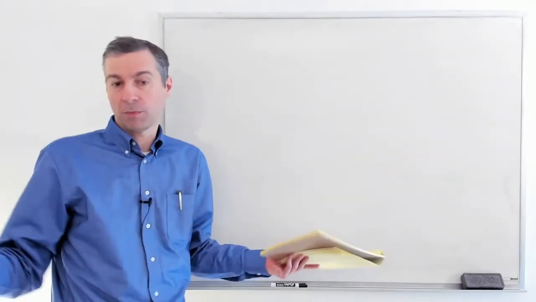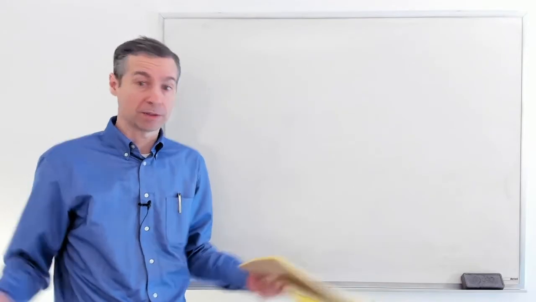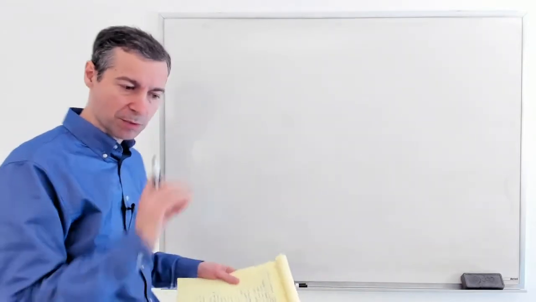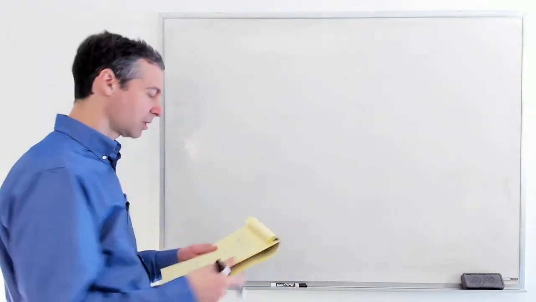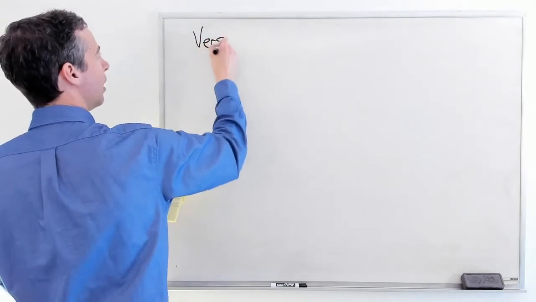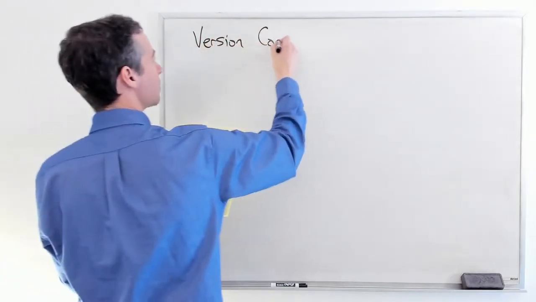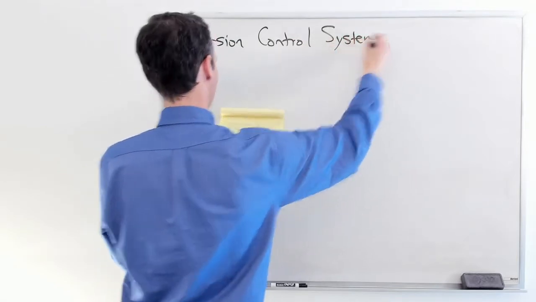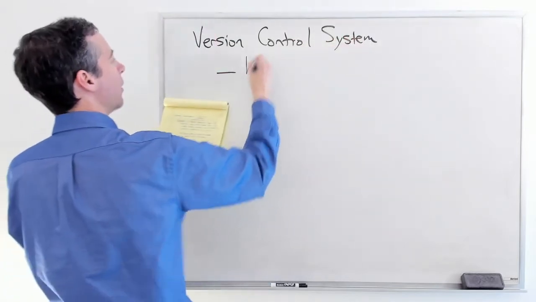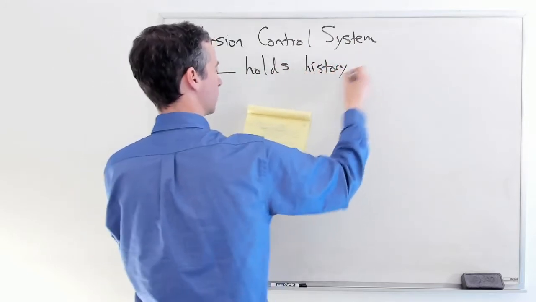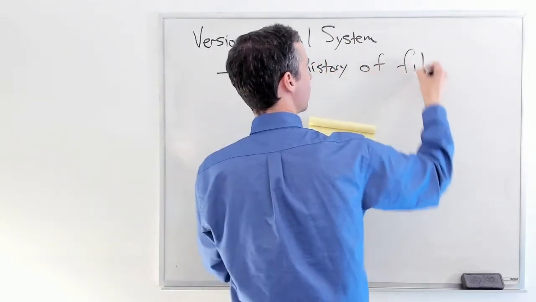But the real question, you're probably always wondering, why am I deploying it? Who's the customer? So we've got some of the pieces, but now we need to understand more about what these systems are really used for. So a version control system is a wonderful thing that holds a history of file changes.